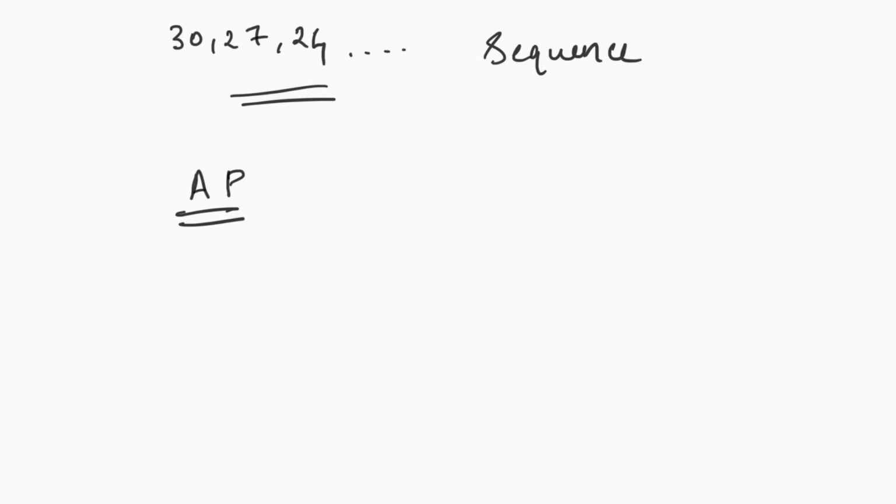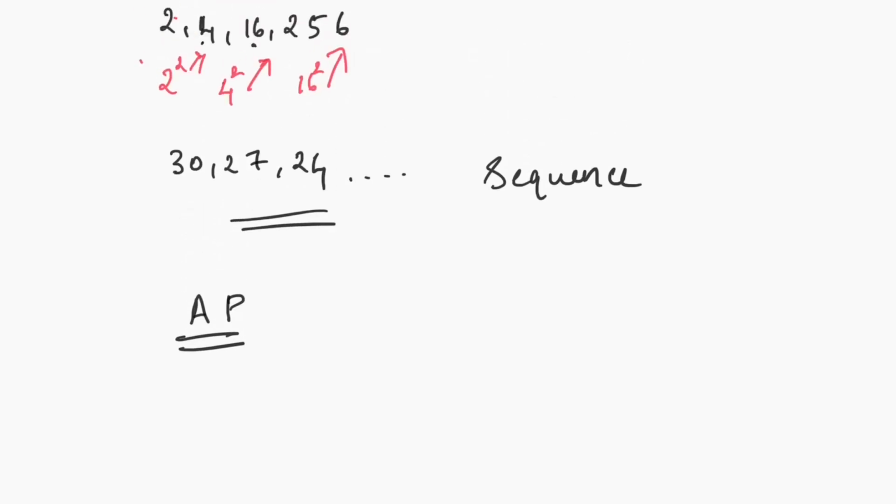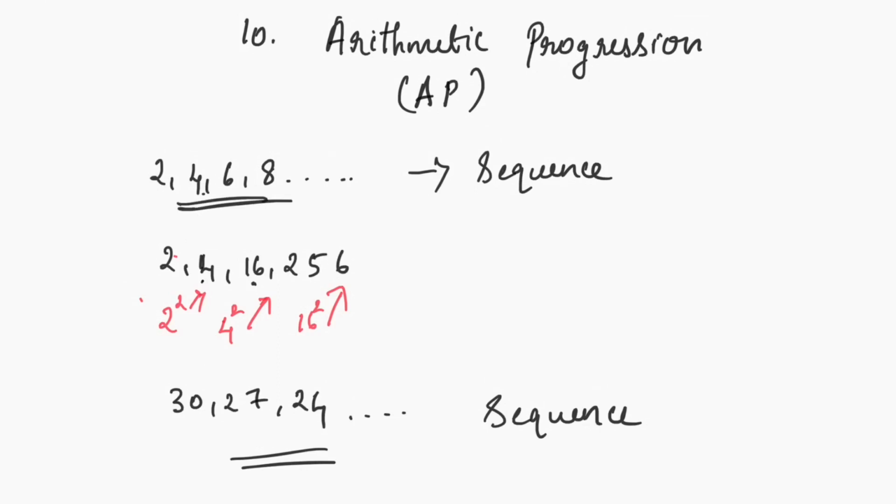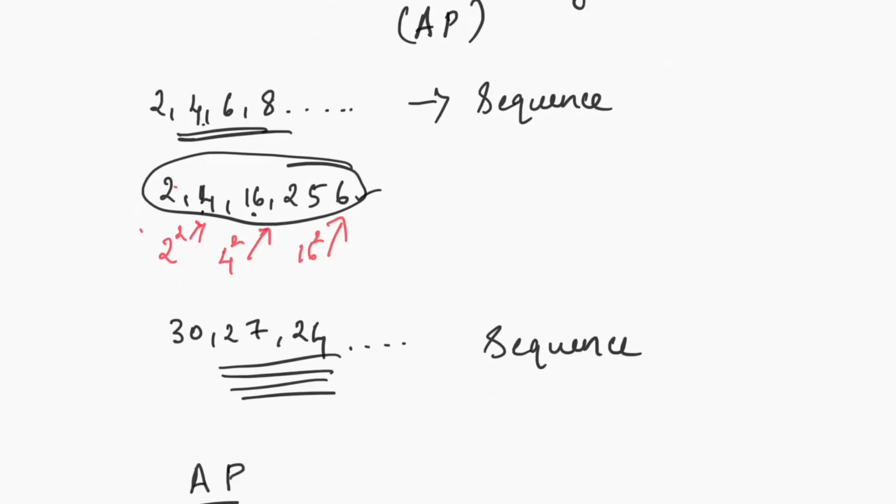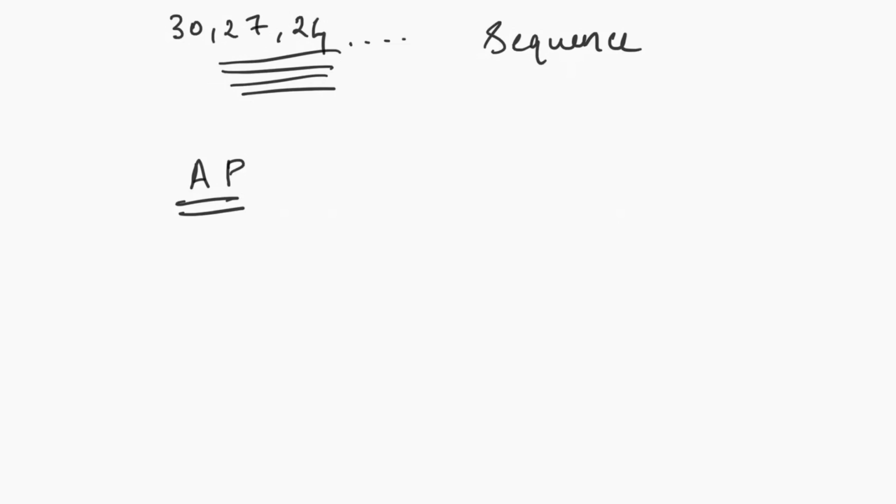Arithmetic progression is a sequence of numbers in which each term can be obtained by adding a certain quantity to its preceding term. So that is something similar to 2, 4, 6, 8. That can be called an arithmetic progression. But 2, 4, 16, 256 is not an arithmetic progression. This is just a sequence. Again, 30, 27, 24 is also an arithmetic progression. Okay.